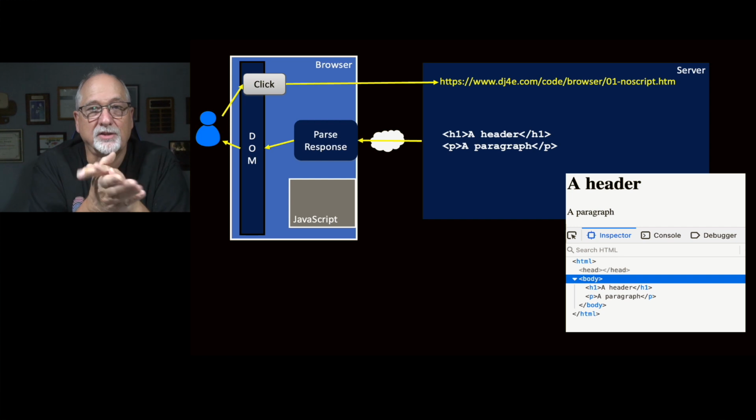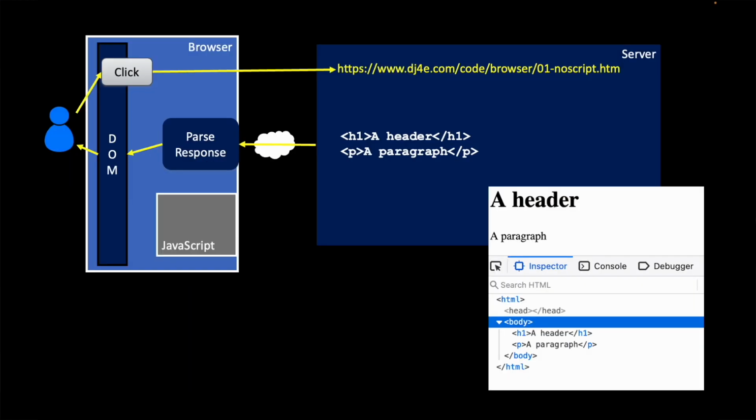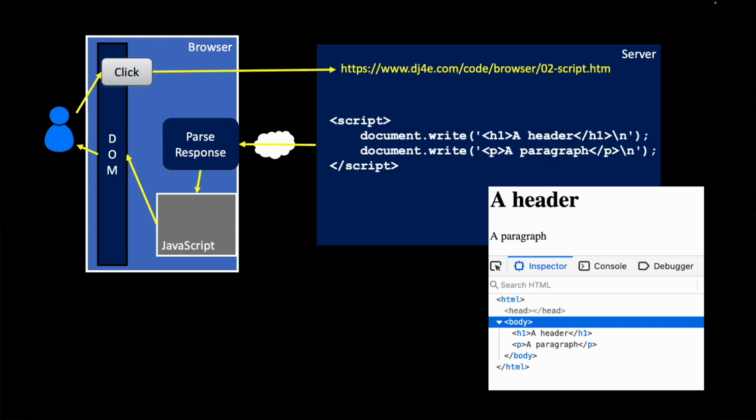So let's take a look at this 01 noscript.htm. This has no JavaScript, and we've been talking about this all along, where something comes from the server. Here we have a header tag, h1 tag, and a p tag. The browser parses that response and then writes the document object model. And so when you do an inspect element, you're actually not seeing the exact text that came from the server. You are seeing the document object model that the browser created as it read that document. And so this whole parse response. And in this particular page, there is no JavaScript. And so the JavaScript sort of is sitting there in your browser, but it's not currently active.